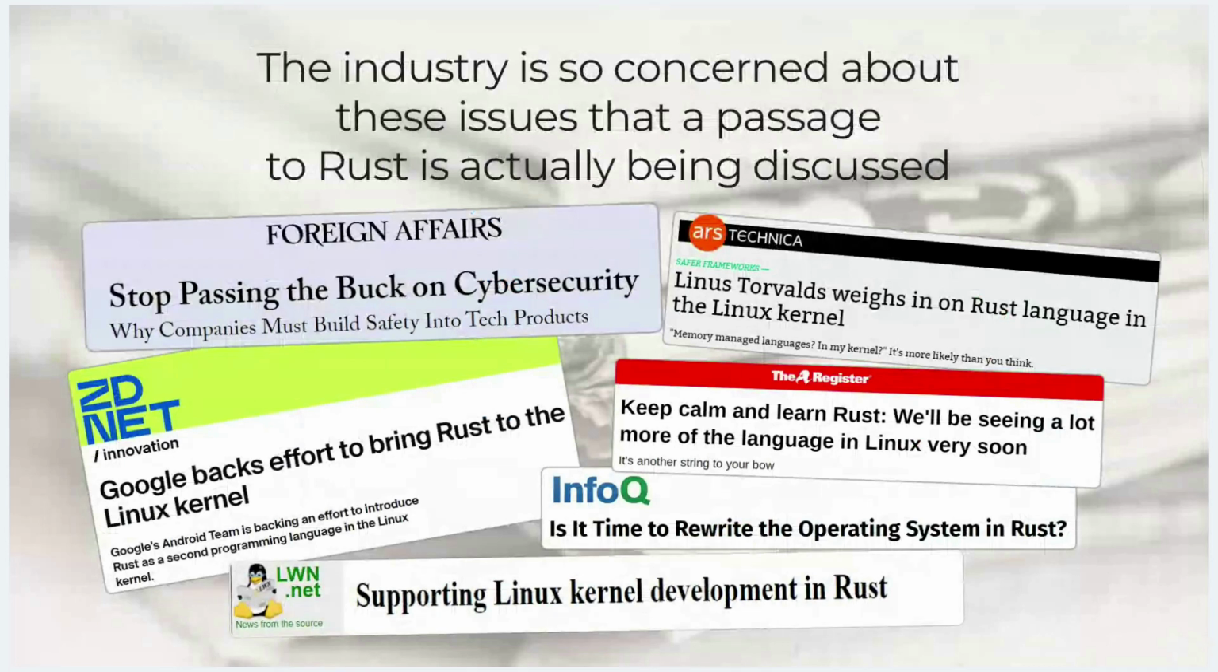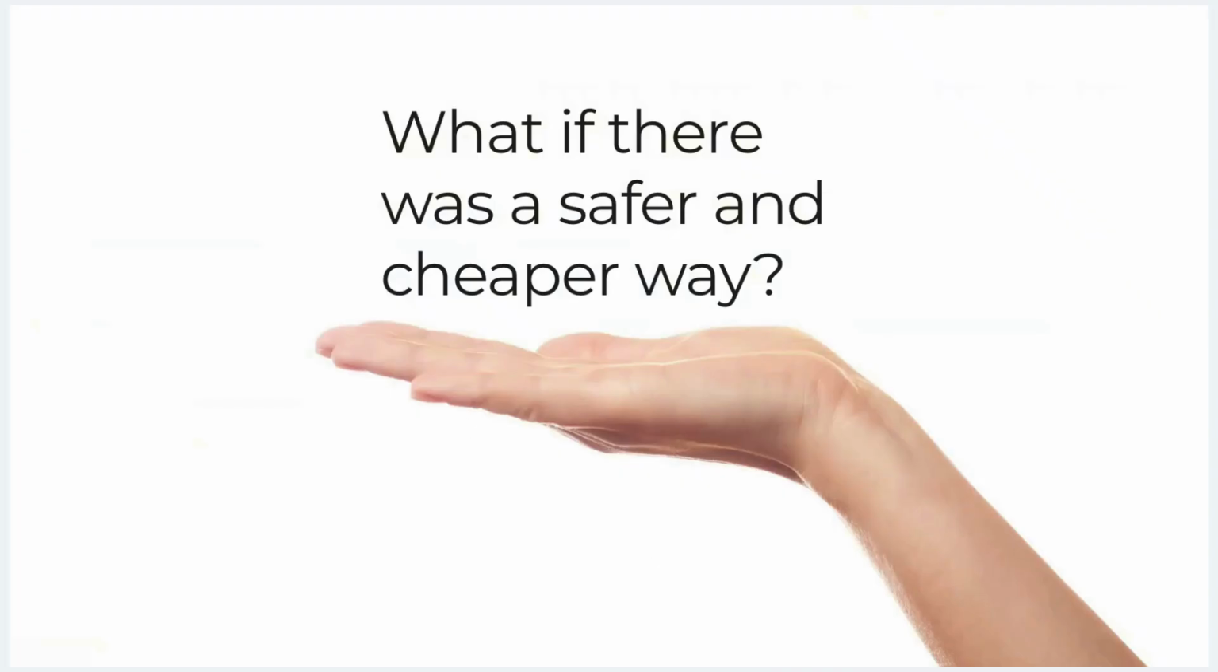In fact, we are at a turning point. The industry and the regulators are so concerned about the safety and security issues of C code that a passage to Rust is actually being discussed in several circles, including circles you wouldn't expect, or at least you wouldn't have expected until a few years ago. So people are discussing rewriting part of the Linux kernel, or maybe even the entire kernel, in Rust. Well, of course, we cannot rewrite everything in Rust. Doing this would have an enormous cost.